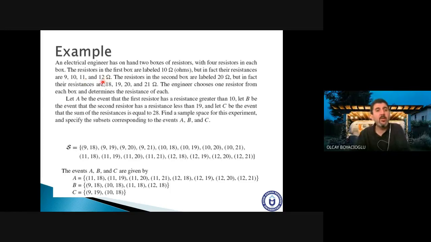Alright. However, they were put on the same box because their resistance values are close to 10. The resistors in the second box are labeled 20 ohms.